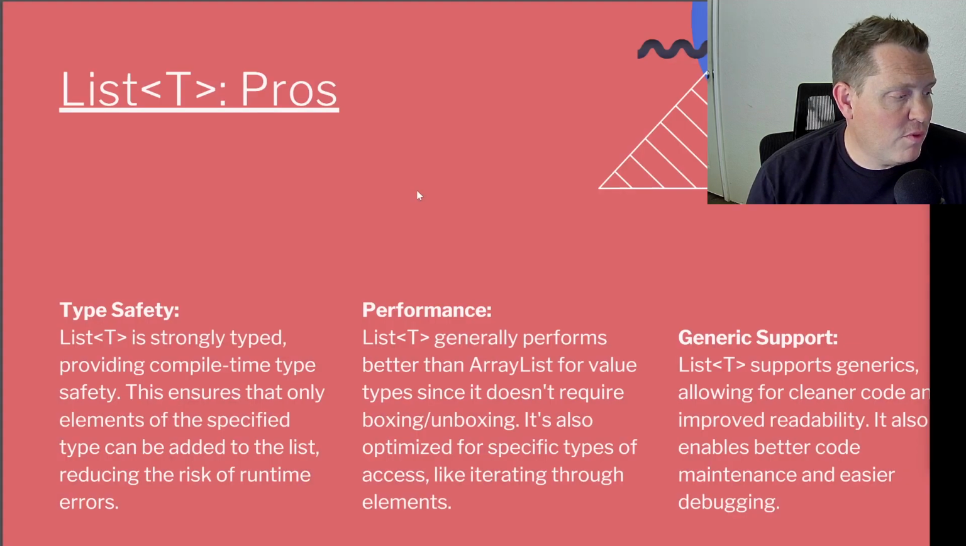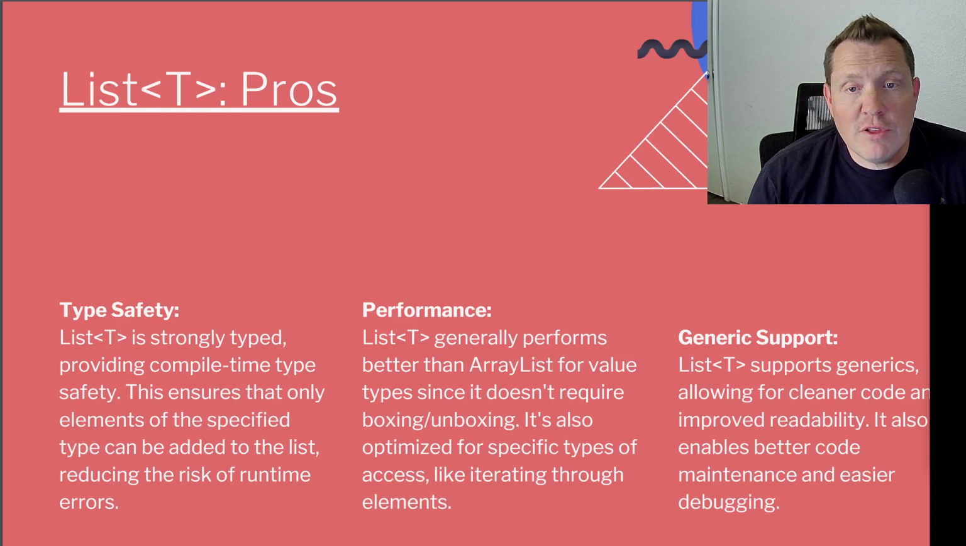Now let's talk about some of the pros of a List. So a List is strongly typed, providing compile time safety. This ensures that only elements of that specified type T can be added to the list, reducing the risk of runtime errors. Now, the performance of a List generally performs better than an ArrayList for value types since it doesn't require boxing and unboxing.